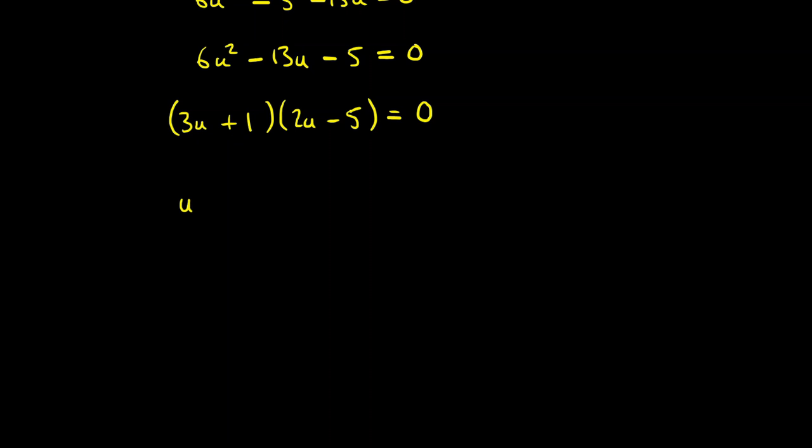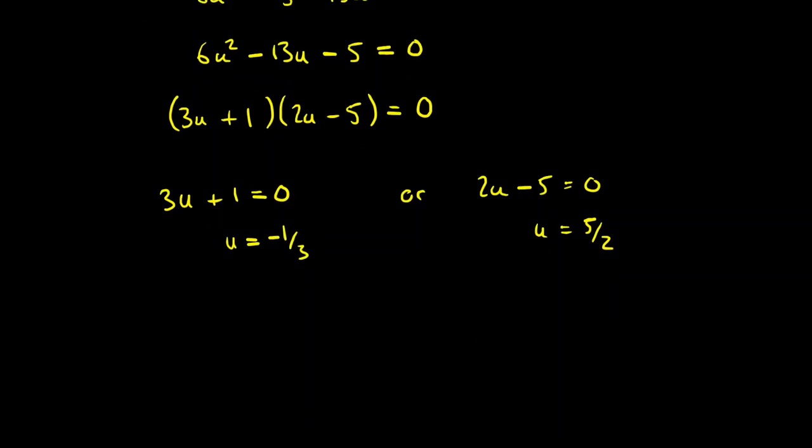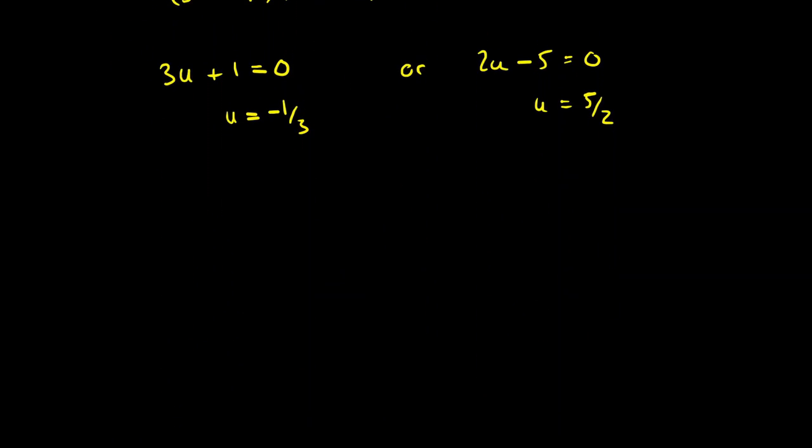The first solution is that I'll write it out in full. Either we've got 3u plus 1 is equal to 0, which means that u is equal to minus a third, or what we've got is that 2u minus 5 is equal to 0, in which case u is equal to 5 upon 2. Now, we haven't actually got the solution at this point because we know that u is equal to p to the power of a third. So what we're really saying here is that p to the power of a third is equal to negative 1 upon 3. And p to the power of a third is equal to 5 upon 2.